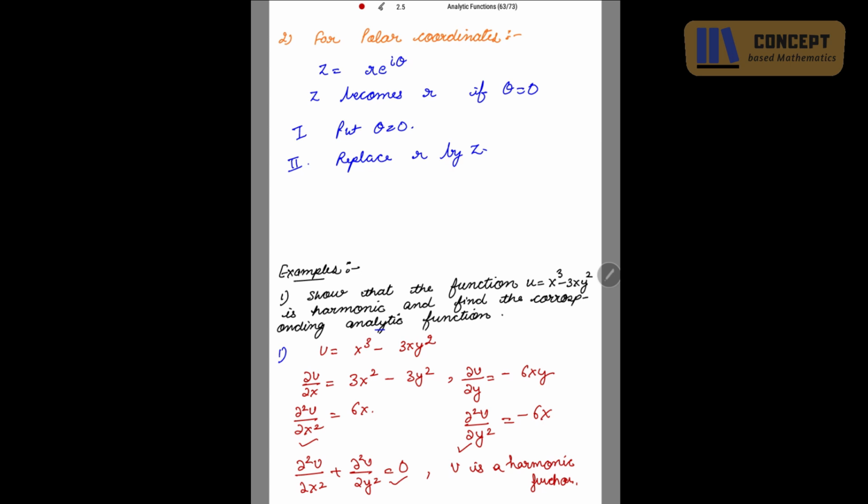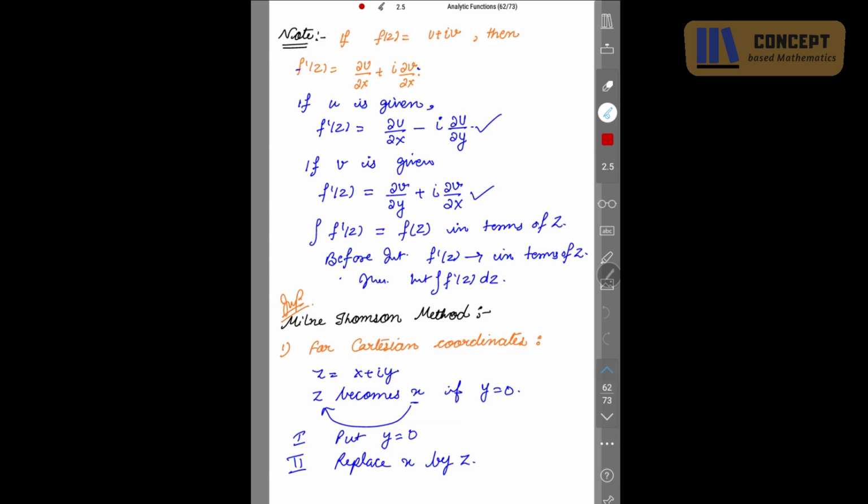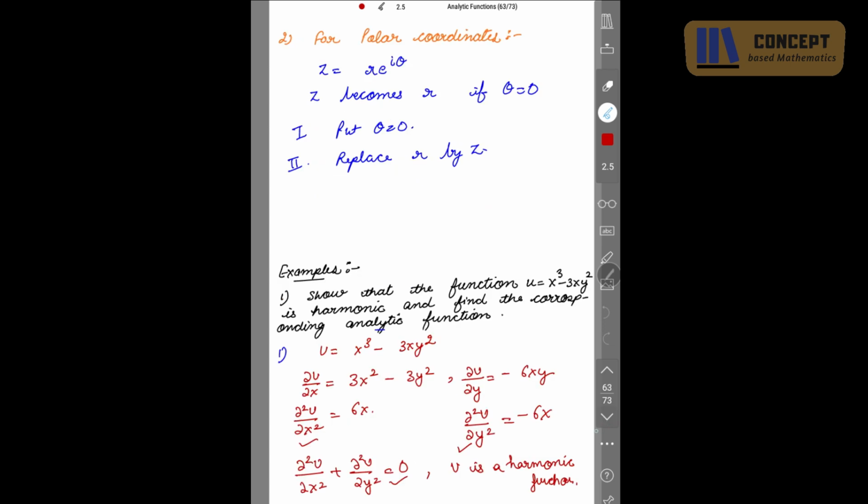Okay. Next, now to find the corresponding analytic function. Now here there is no need of finding the harmonic conjugate v. We just use that f dash z equal to the term I have explained to you in the previous page. We just have to use this equation, that is f dash z is equal to del u over del x minus iota del u over del y, because here u is given in this question.